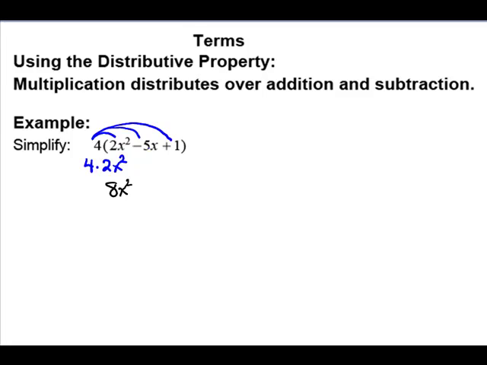Then we'll do 4 times a negative 5x. Will give us a negative 20x. And 4 times 1 gives us 4. We do need to put the plus there so the terms don't run together. After we finish distributing, we take the parentheses off. 8x squared minus 20x plus 4.